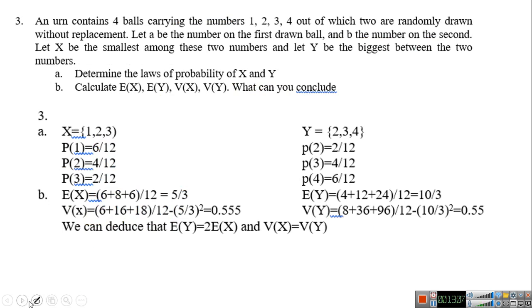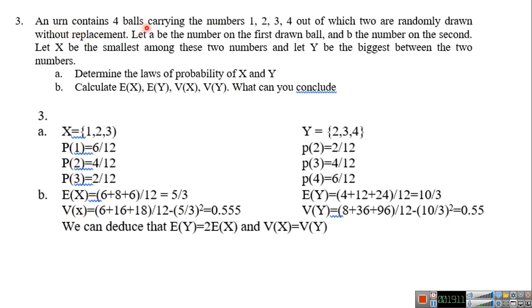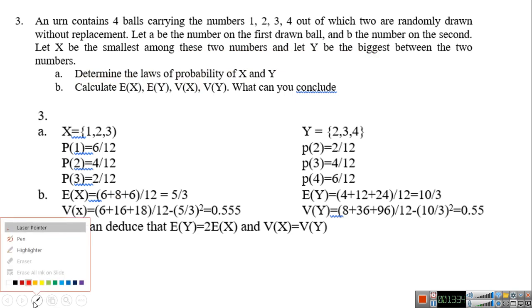Number 3. An urn contains 4 balls carrying the numbers 1, 2, 3, 4, out of which 2 are randomly drawn without replacement. I want to draw two balls from this urn. Let A be the number on the first drawn ball and B the number on the second. Let X be the smallest among these two numbers and let Y be the biggest between the two numbers. Determine the law of probability of X and Y.